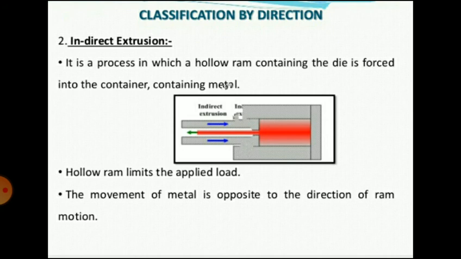For the production of solid parts, the die mounted at the end of the hollow ram enters the container. The other end of the container is closed by a closure plate. As the ram travels, the die applies pressure on the billet. The deformed metal flows through the die opening in the direction opposite to the ram motion. The product is extruded through the hollow ram.